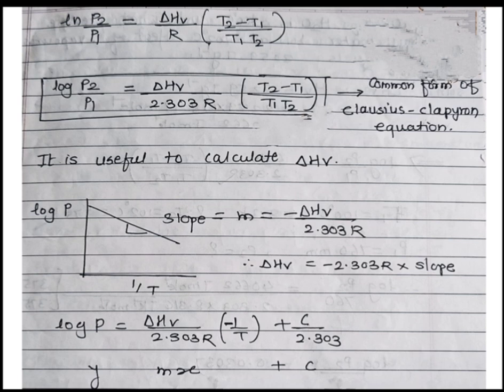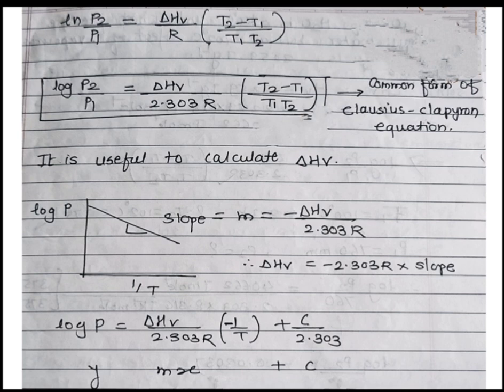Here, on the left side ln is there, so we can convert it into log form. So 2.303 log p2 upon p1, such a type of equation will come, and we have transferred this 2.303 value to the right side. And this is the common form of the Clausius-Clapeyron equation. This equation is very useful for calculating the delta Hv, that is the heat of vaporization or the enthalpy of vaporization.